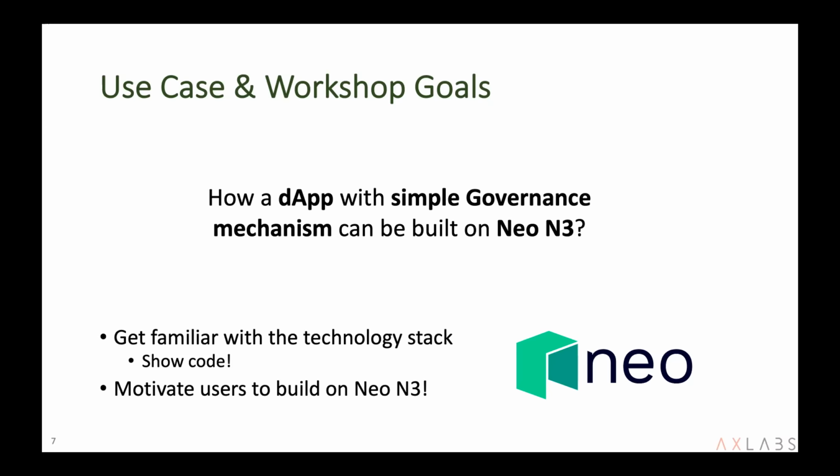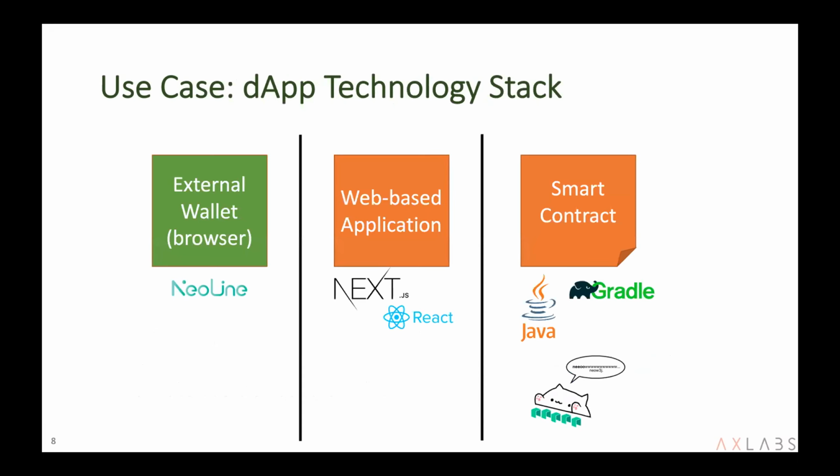Cool. Okay, so let's go. So today, for the dApp that we're showing, we have this technology stack. Let's start with the smart contracts. We're going to be using Java and Gradle, and of course Neo3j. We from Axe Labs are the maintainers of Neo3j. We're going to show you some nice concepts on the smart contract side, and also all these functions that enable governance, how they look.